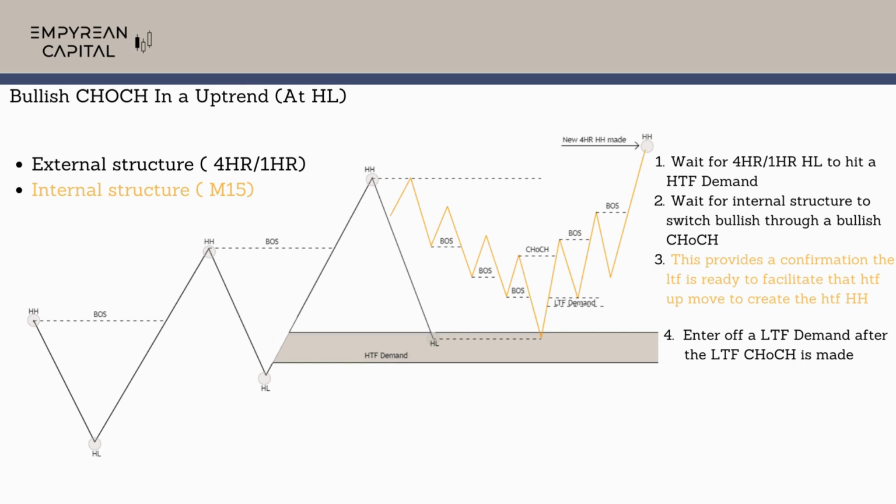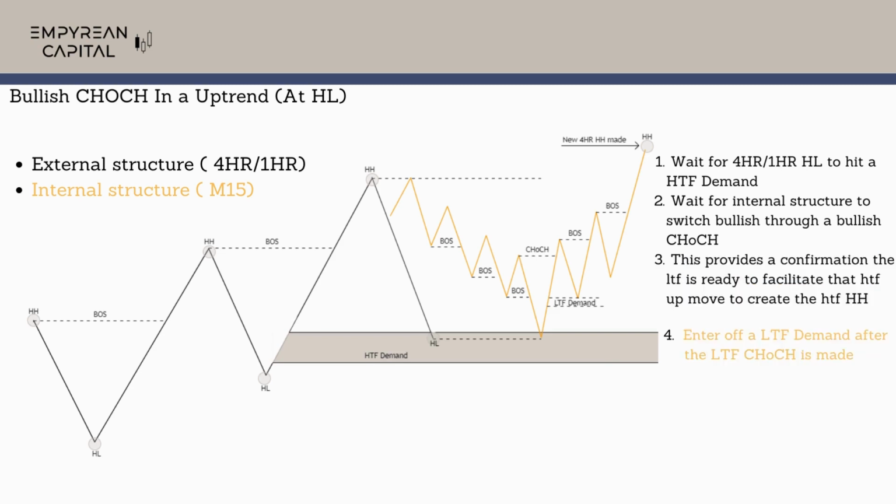So what I mean is that the internal structure is ready to facilitate that up move to create that 4-hour or that 1-hour higher high, because we know that eventually the higher high has to be made. And this provides a signal that it's ready to be made once the internal structure, which is the 15-minute structure, switches bullish at our higher time frame demand, right?